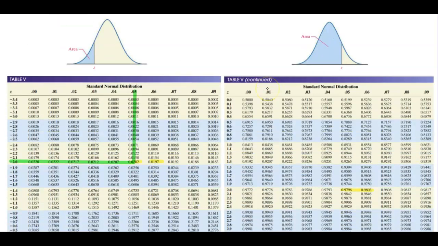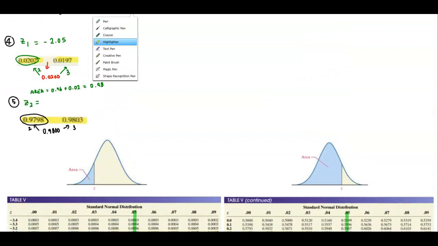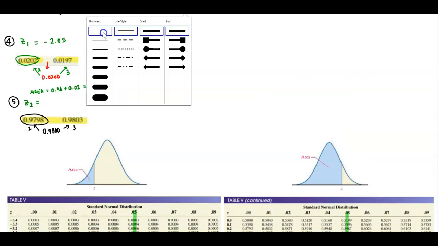Since we're using 0.9798, that means that we're looking at positive 2.05. So therefore, we get the z-score of 2.05.